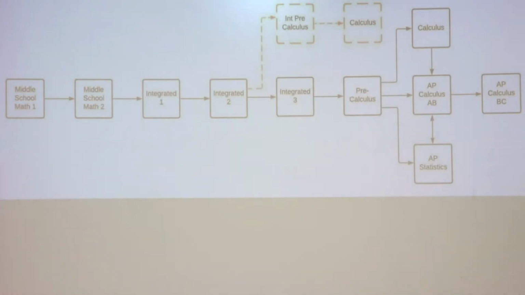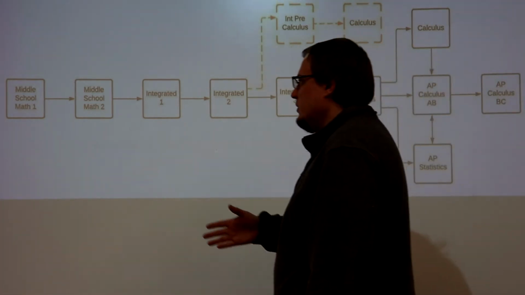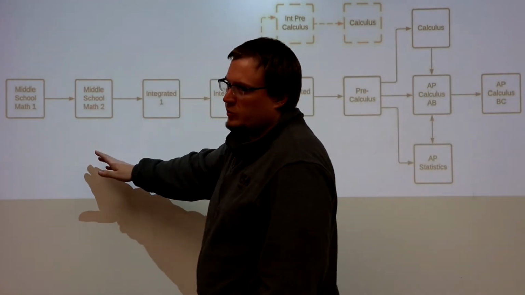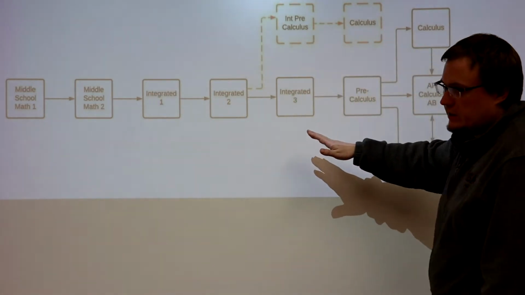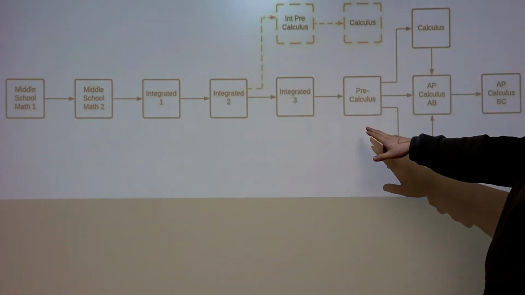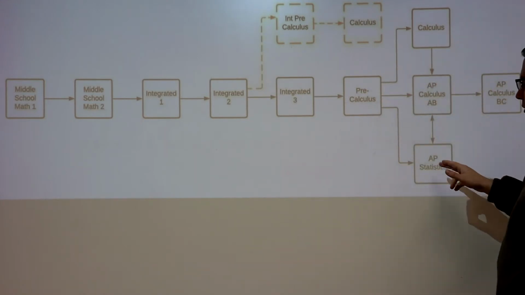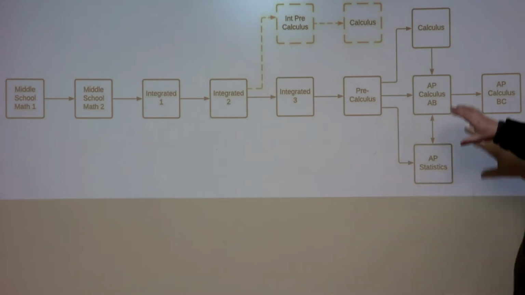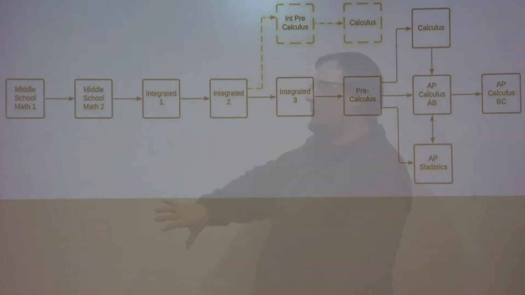We have our primary math classes here, and so you can look and see what the progression generally is. We've got middle school math 1, middle school math 2, and then we go into integrated 1, 2, and 3. From there we go into pre-calc. From pre-calc you might go into calculus, AP Calculus AB, or AP Statistics. Just remember that calculus or AP Calculus AB, one of those two is required for graduation.